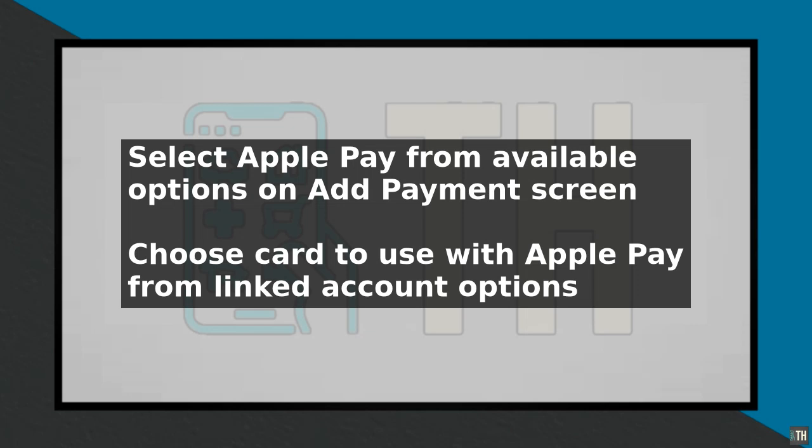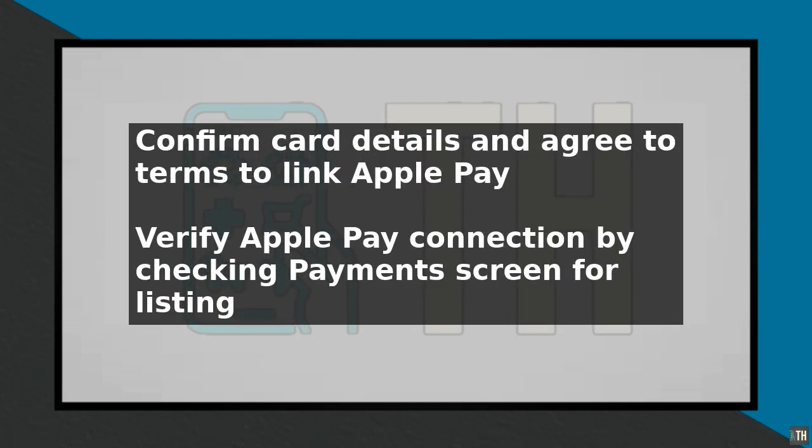To verify that Apple Pay has been successfully linked to your Uber account, go back to the Payments screen and look for Apple Pay in the list of payment methods. If you see Apple Pay listed, it means that you have successfully connected Apple Pay to your Uber account. You can now use Apple Pay to pay for your Uber rides.